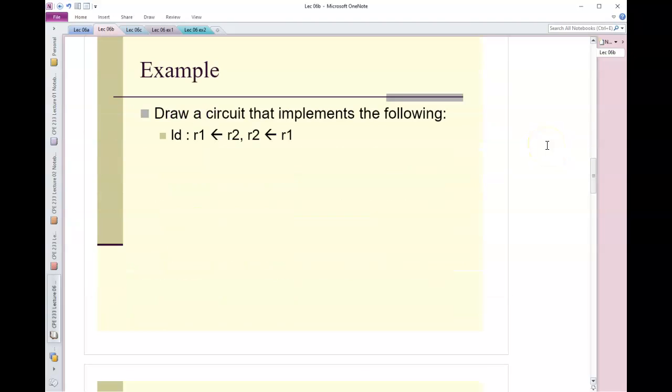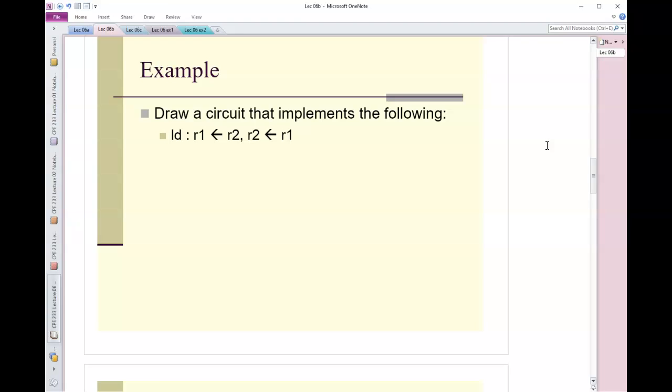So this is a quick example here. We'll do some more examples later of, here's the RTL statement, draw a circuit. I know people have some issues with these problems, but they're actually pretty straightforward, knowing that we're always working with registers. This problem practically does itself for you.